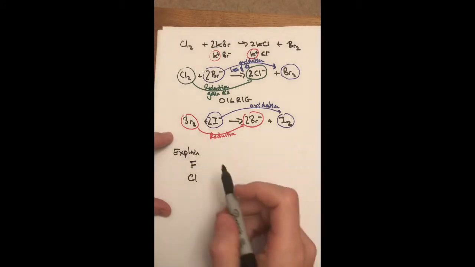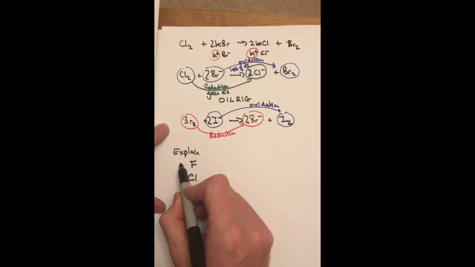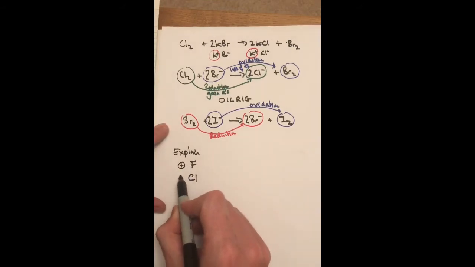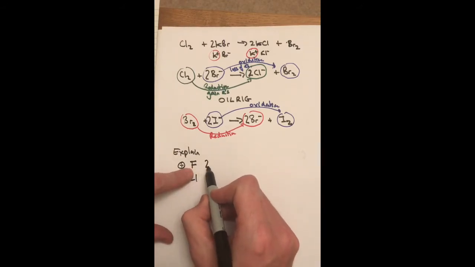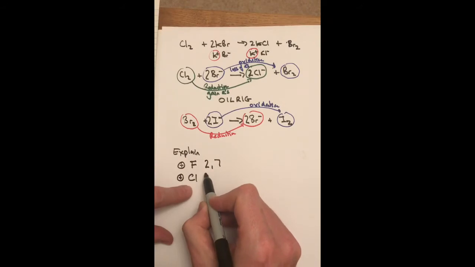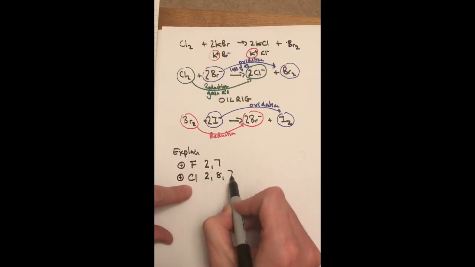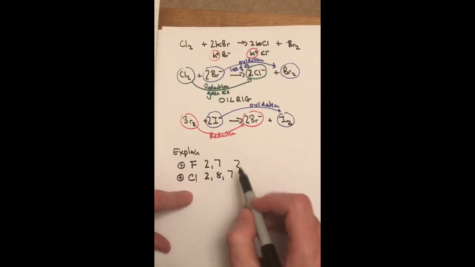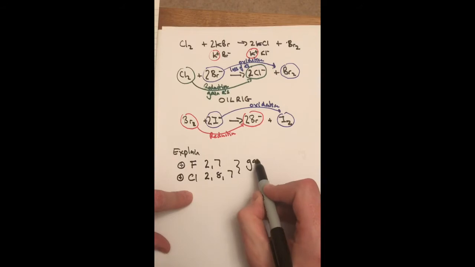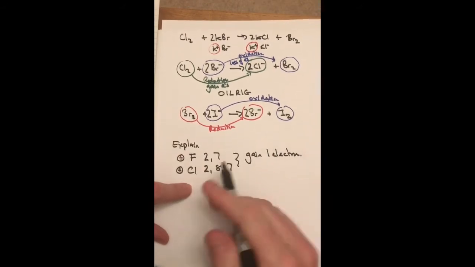So let's explain why this happens. As you go up this group, they become more reactive. Let's try and understand why. So here's my nucleus for fluorine, here's my nucleus for chlorine. Fluorine's got 9 electrons, that is 2, 7, and chlorine has got 17 electrons, so it's 2, 8, 7. What do these want to do? Well, neither is stable, so they want to gain 1 electron during the reaction.